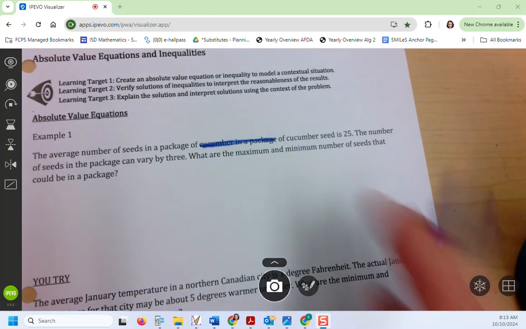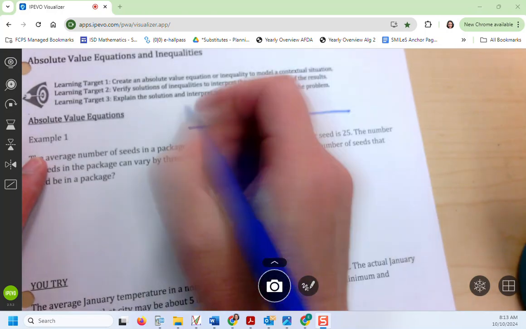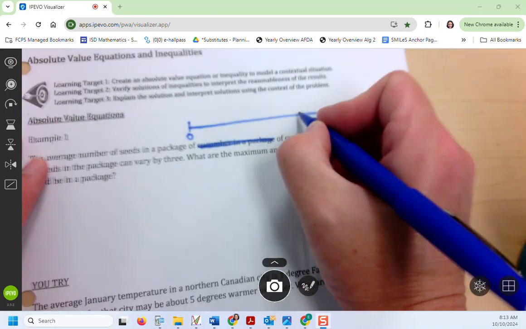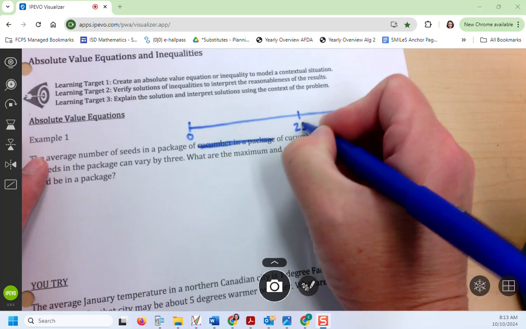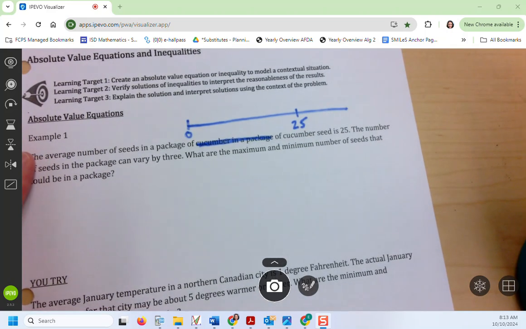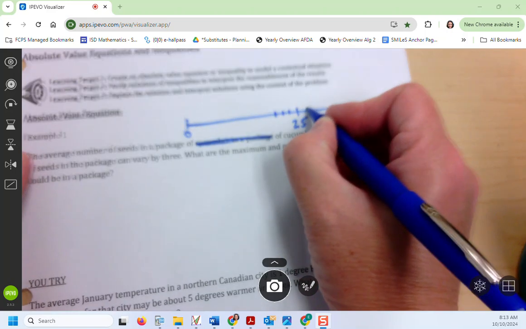Let's think about what this would look like on the number line. So here's my number line, right? 0 is like all the way over here, and 25 might be like right here. It can vary by as much as 3. So it can vary 3 below, and it can vary 3 above.